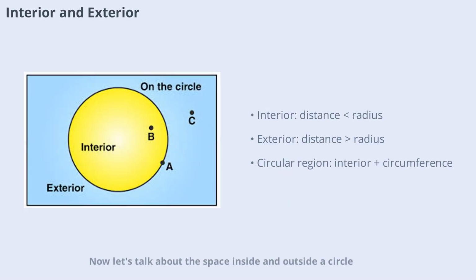Now let's talk about the space inside and outside a circle. Any point whose distance from the center is less than the radius lies inside the circle, forming the interior. If the distance is greater than the radius, the point is outside, in the exterior. This distinction helps us understand regions related to circles, such as the circular region, which includes both the interior and the circumference. In the given diagram, point A lies on the circle, point B lies in the interior of the circle, and point C lies in the exterior of the circle.